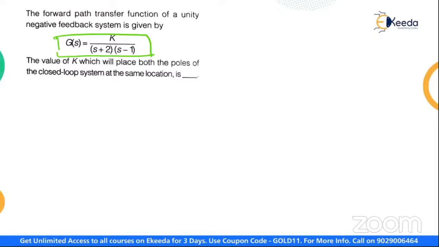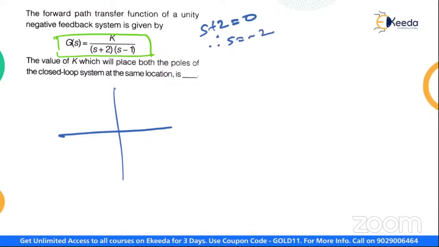How can it be obtained? See here, you have K upon (s + 2)(s - 1). s + 2 equal to 0. If we equate s + 2 to 0, you get s equal to minus 2. This 2 will go to the other side and become negative. So you have one pole at minus 2.